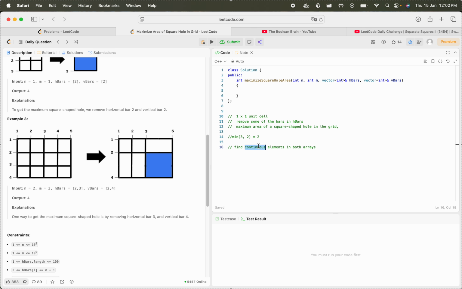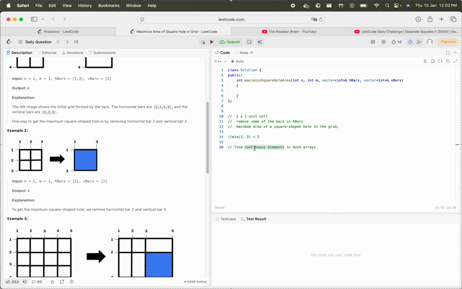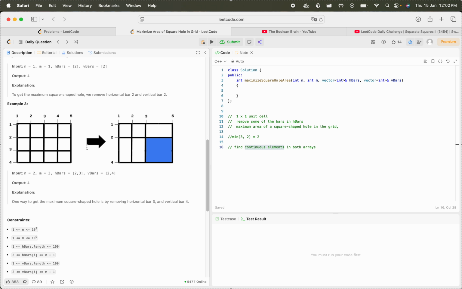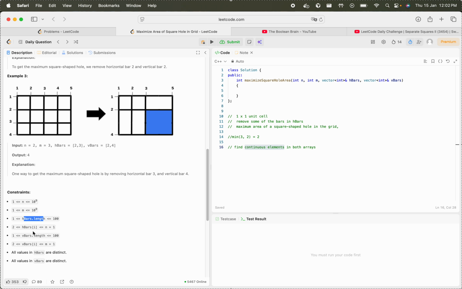I need to find the continuous run in each, find the minimum, and multiply. That's the answer. But in order to find the continuous elements, I need to ensure the given H bars and V bars are in increasing order. Is it mentioned in the constraints? No. It mentions that H bars and V bars are distinct, but the increasing order is not mentioned. So what we can do is sort first.